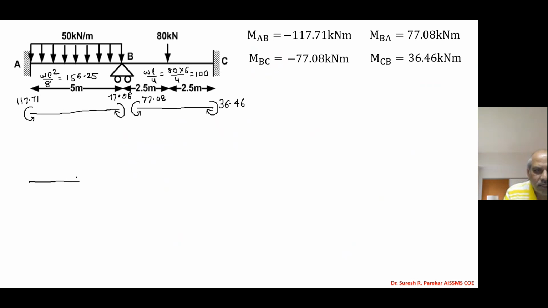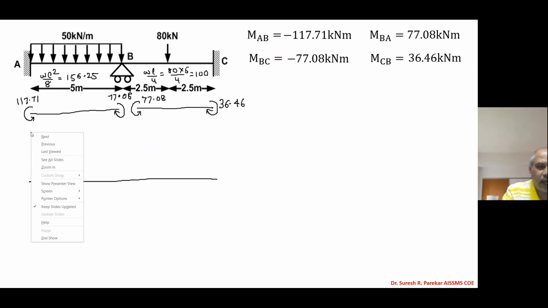So we will have this baseline. Now we have the value at A, 117.71, and it will go up because it will take your beam up. So we will plot it. We have this value 117.71. Now we have this value 77. So then we are going to plot this 77.